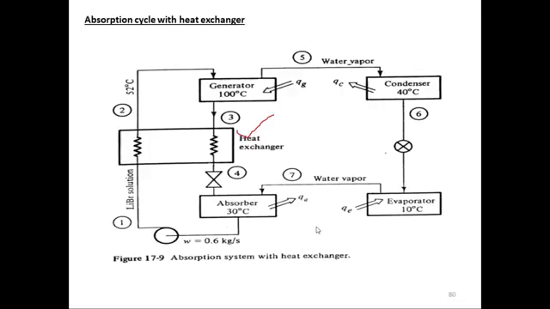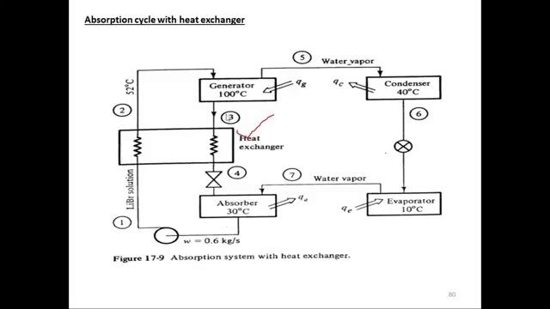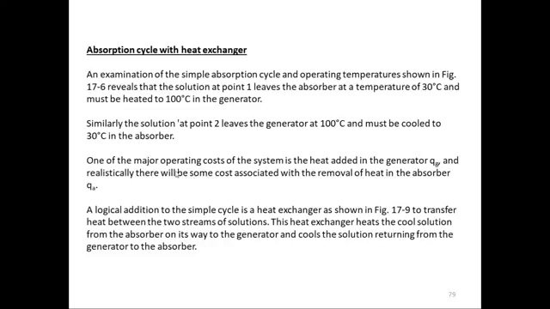So in the absorber we are trying to cool it, and in the generator we are supplying heat. So there is a waste of heat. We supply heat in the generator, and here we are extracting and wasting that heat. So to save that energy we are implementing a heat exchanger between the two. Similarly, the solution at point 2 leaves the generator at 100 degrees centigrade and must be cooled to 30 degrees centigrade. So whatever is leaving the generator is at 100 degrees centigrade, but when it comes into the absorber, it has to be cooled to 30 degrees centigrade.